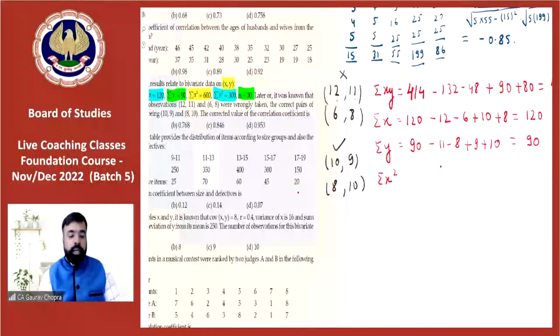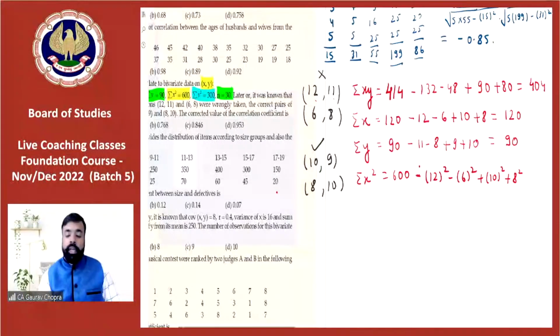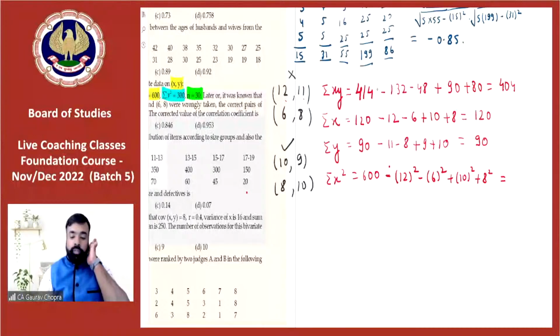Then sigma x square, 600. Since it is x square, we have to find the square and then subtract. So minus 12 square, minus 6 square, plus 10 square, plus 8 square. Now you can find this correct figure, and similarly sigma y square you can also find out.